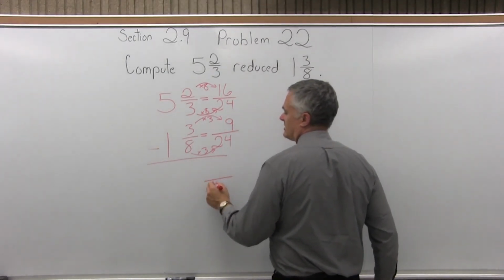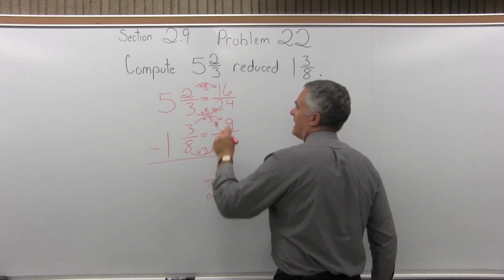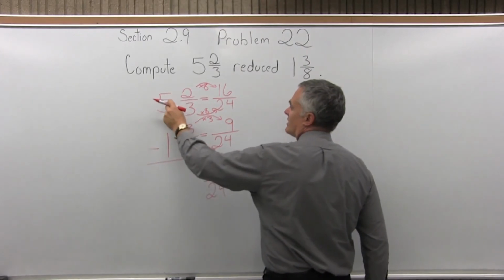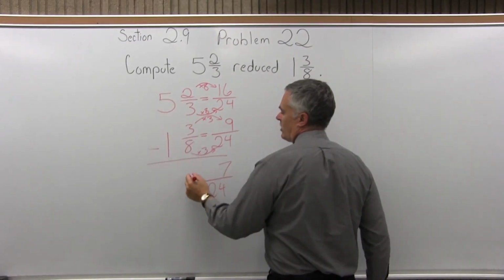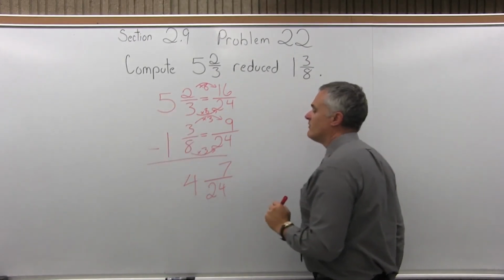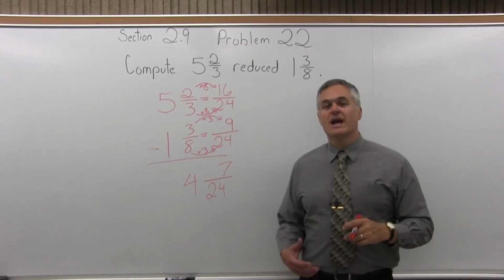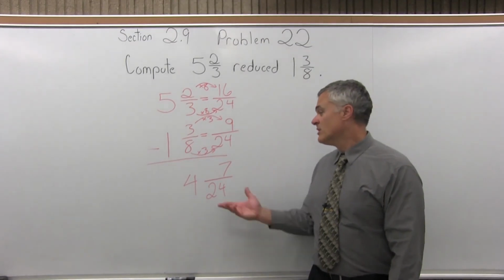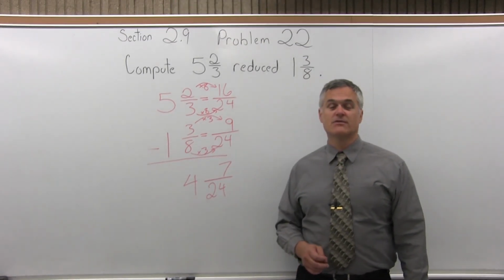I'm subtracting, so I have a 24. I have 16 minus 9 is 7. And then don't forget the whole numbers. 5 minus 1 is 4. So I have 4 and 7/24. Ask, can that be reduced? And if you look at it, it cannot be reduced. So that's the final answer, 4 and 7/24.